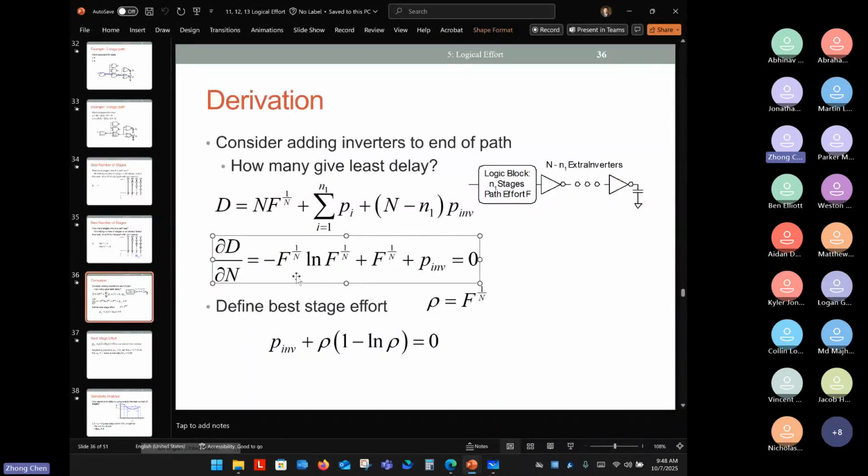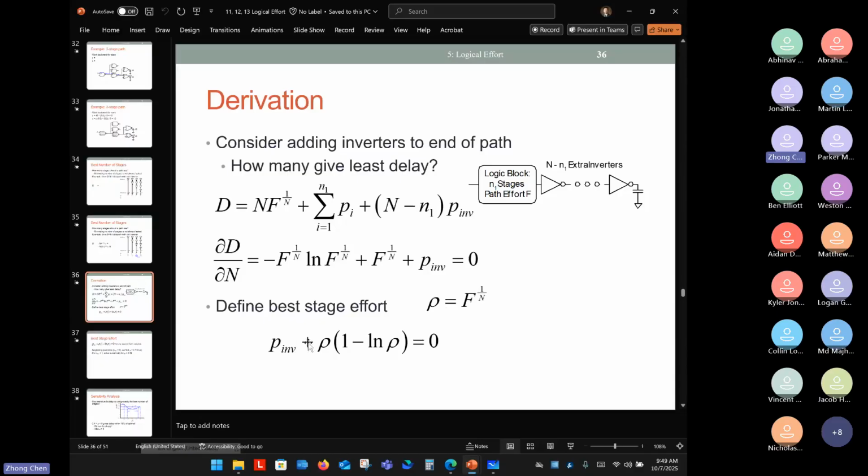Okay, so that is the equation, a little bit complicated. If we set this equation equal to 0, we should be able to get the number of stages N in terms of the total stage effort and the parasitic delay. This P inverter can be assumed equal to 1, and rho is equal to f to the power of 1. This is actually equal to f, the best stage effort.